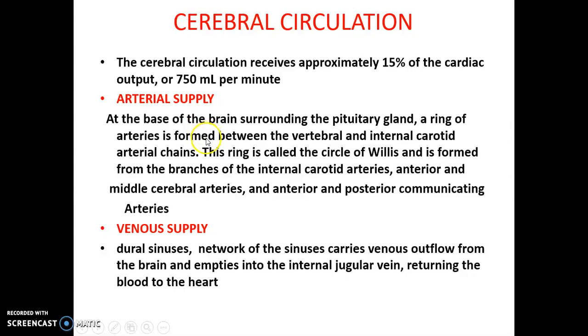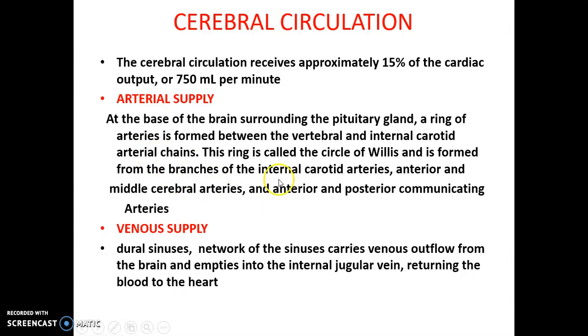In the arteries, there is a group of arteries which forms a ring called the circle of Willis. This circle of Willis is made by branches of the internal carotid arteries, anterior and middle cerebral arteries, and anterior and posterior communicating arteries. These supply the arterial supply.